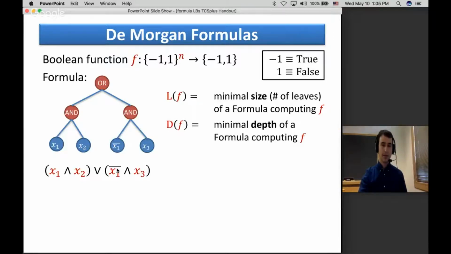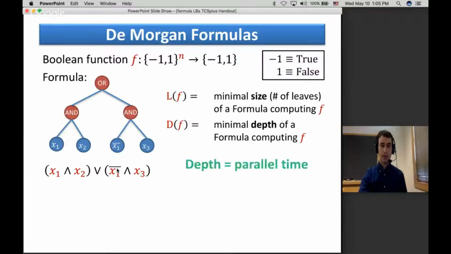The second parameter, the depth, simply measures the longest path between the inputs and the output. The length of this longest path is called the depth. In this case, it's 2. And again, we'll have several formulas computing the same function, so we simply take the minimal one.